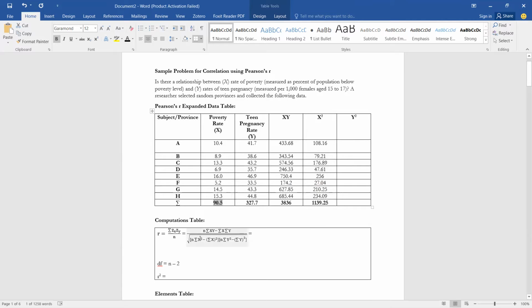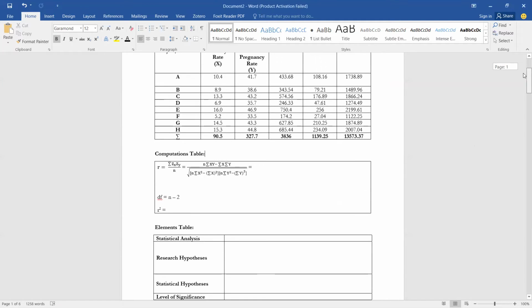So now we have n, we now have sum of x squared and sum of x. Now y squared na lang. So this one, 41.7 squared is 1,738.89. Okay, do the rest and then sum yung column of y squared. There, so it's 13,573.37. All right, now that you've completed the expanded data table, we can now go to the computations.